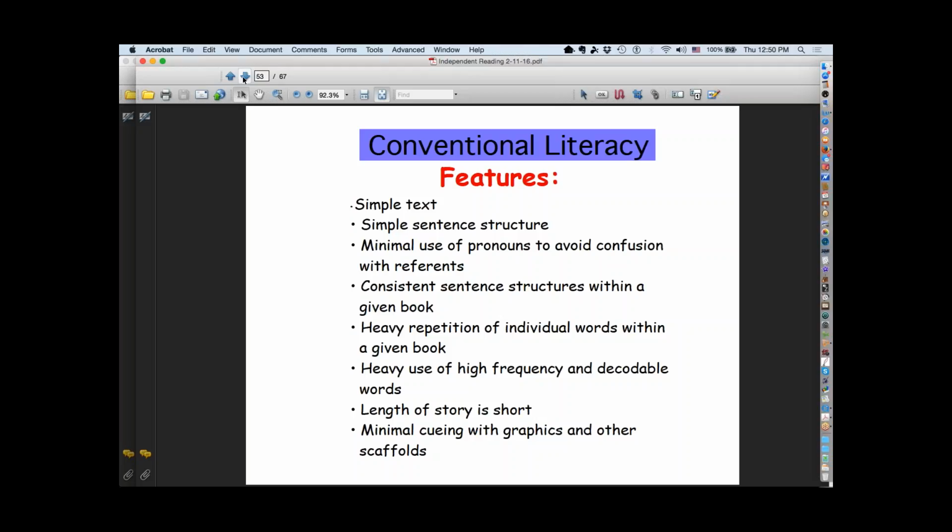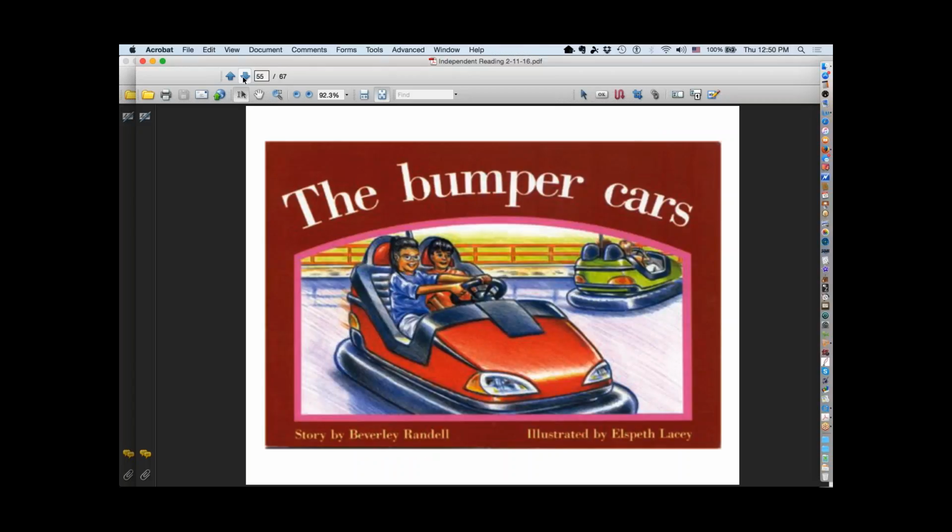The length of the story is short because this is hard work. So we're not going to make this a hard, long story. We're not going to give tons of graphics and other scaffolds because we really want you reading the words. So let's look at a sample, the bumper cars.